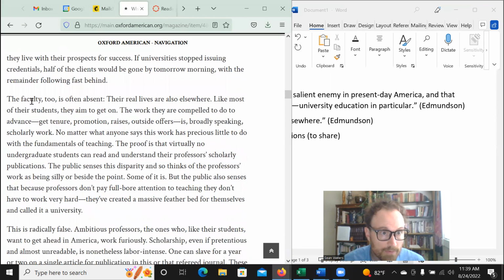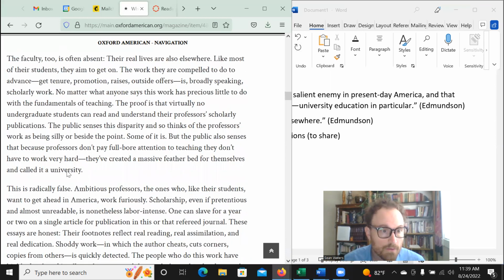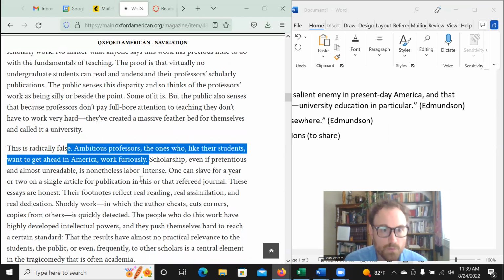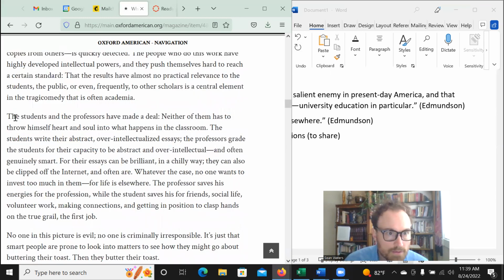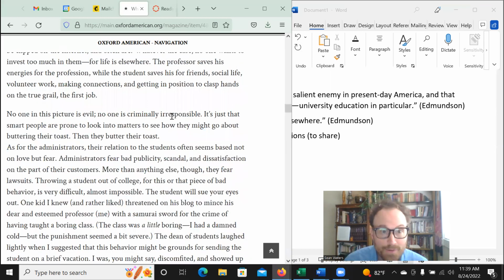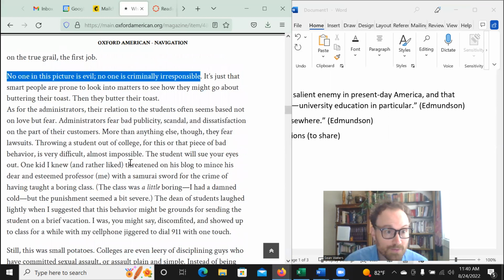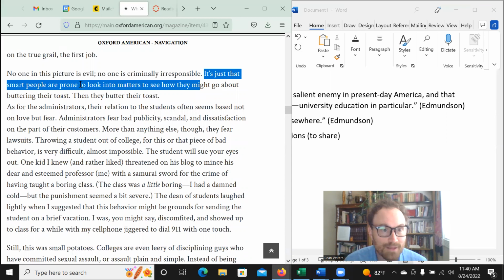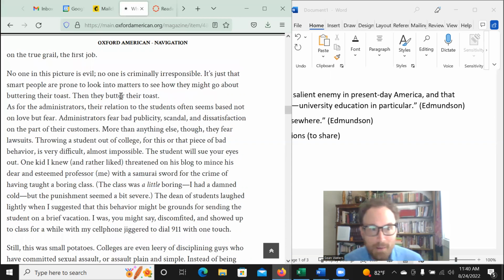Faculty too is often absent. And now this is radically false. What's radically false? Ambitious professors work furiously. Students and professors have made a deal. Neither of them has to throw themselves heart and soul into what happens in the classroom. No one in this picture is evil. No one is criminally responsible. It's just a short paragraph, so we'll just read it. It's just that smart people are prone to look into matters to see how they might go about buttering their toast, and then they butter their toast.